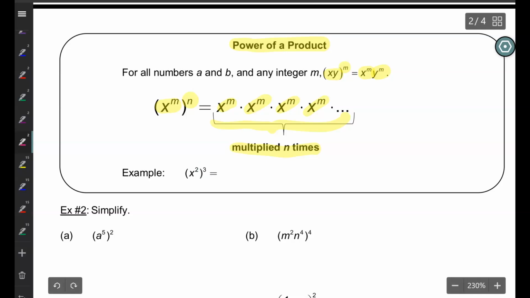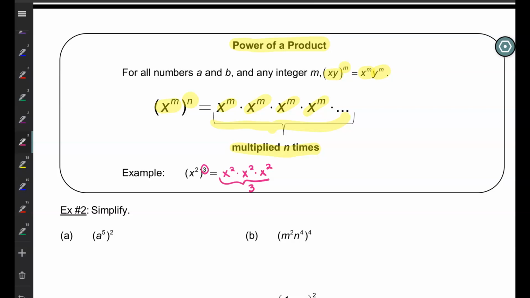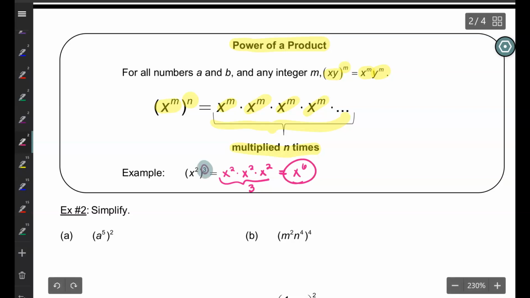Think about this. What we're saying is there are 3 x squareds. We have 3 of those. So that's going to be 2 plus 2 plus 2 is 6. Again, the easiest way to think of this is we're multiplying these together. So we're taking 3 times the 2.